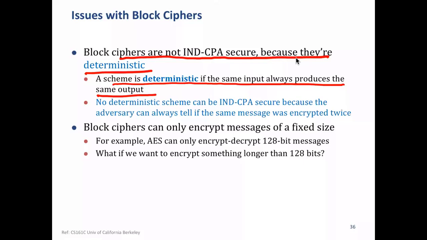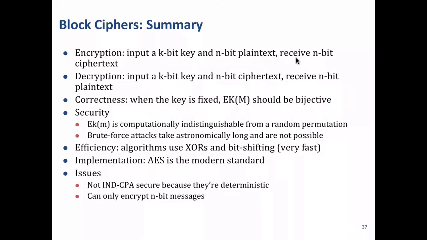Now, the other problem with block ciphers is that they can only encrypt messages of fixed sizes, like 128 bits in the case of AES and 64 in the case of DES. What happens if you want to encrypt more than 128 bits? That we'll see in the next class. To summarize what we have studied, please go through it. There's nothing much. In the next 2 minutes, I will cover stream ciphers.